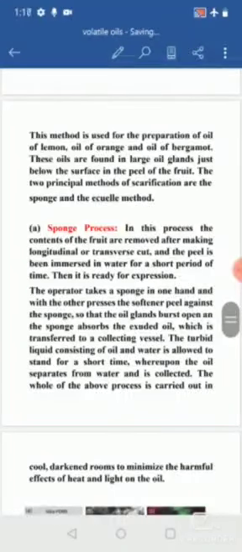Then you are going to soak that peel in water overnight or for a sufficient period of time. After that, you are going to remove the peel from the water and invert it, and you are going to take a sponge and press it against that peel.